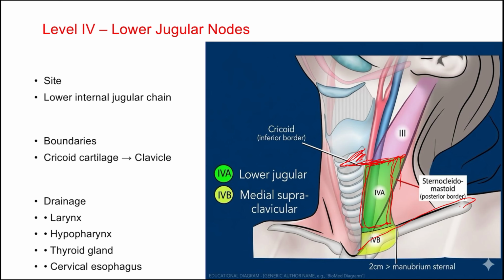and this group of lymph nodes lies between the cricoid cartilage and the clavicle. They may also occasionally receive metastasis from thoracic or abdominal malignancies, particularly on the left side of the neck through the thoracic duct. So the area drained by the lower jugular nodes is the larynx, hypopharynx, thyroid gland, and cervical esophagus.